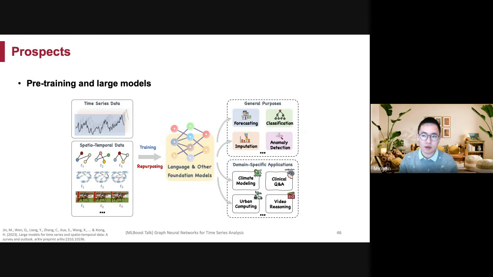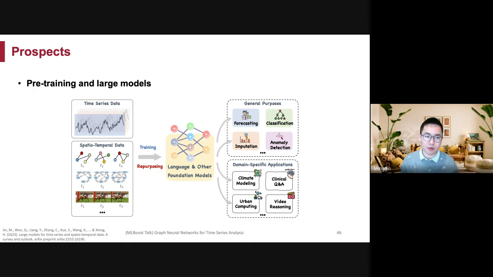And for the prospects, because this field has been growing fast in recent 5 years, in the near future, pre-training and large models could be a way. So recently there is a work called UniST. It's about pre-training a spatial temporal foundation model with a large collection of data to do, for example, zero shot traffic prediction or other kinds of tasks. You can do fine tuning on different downstream tasks.